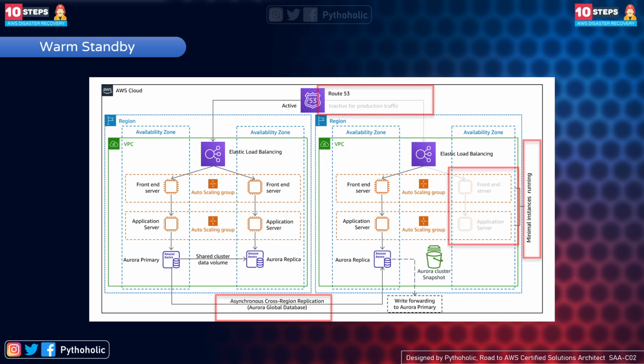And when you have a disaster, or if you want to support more users or traffic, you can allow routing to this region by just scaling the resources that you have. Currently, the Route 53 is inactive for the production traffic, but if you want, you can route the traffic through this. And if you want to support more traffic, you can scale it up. On the right hand side, it is mentioned minimal instances running, so we just need to scale it up to match the production environment. I hope you understand the difference between warm standby and Pilot Light. In Pilot Light, the services are turned off completely, but in warm standby, it is scaled down.